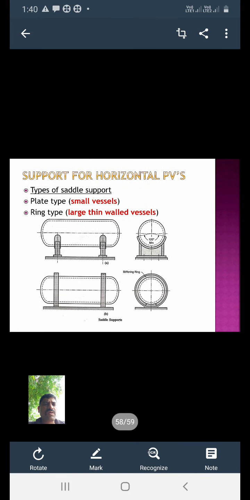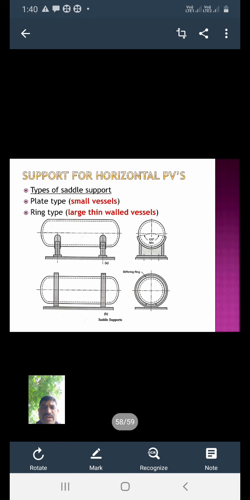Then the support for the horizontal pressure vessel. Which type of support do we use for horizontal pressure vessels? We use the saddle support, which is again divided into two types: plane type and ring type. The plane type we use for small vessels, and the ring type we use for large thin welded vessels. I have shown this in the figure.